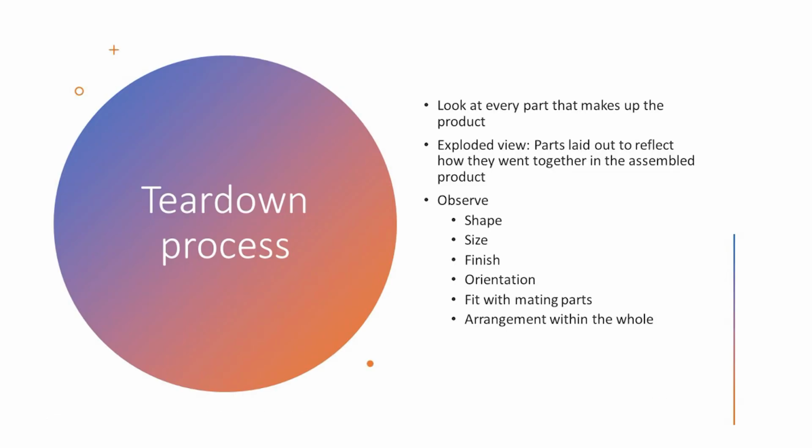So, what is the tear down process? The tear down process involves looking at every part that makes up the product. So, you have to look at every part just like we saw in the previous slide. So, you create this exploded view where parts are laid out to reflect how they went together in the assembled product, and then you want to observe this exploded view.